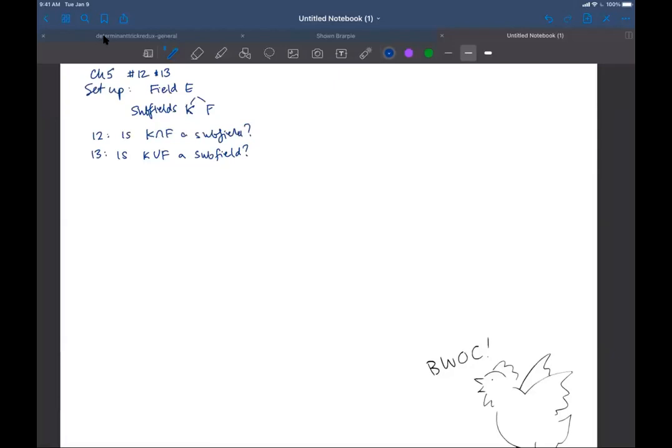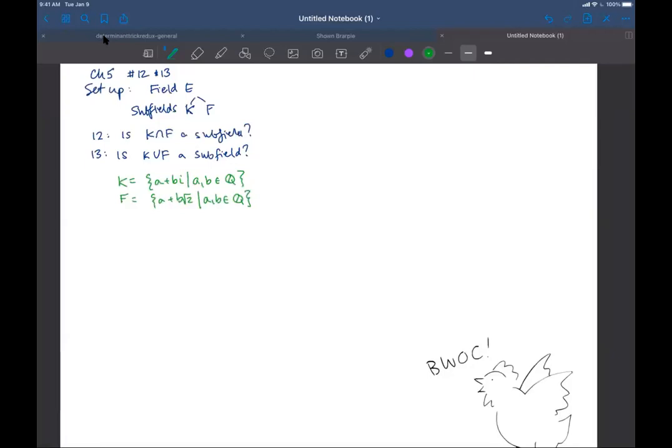So I'm going to do 13 first, talk about the union first. And I'm going to pick a couple of fields that I'm going to use here. So I'm going to pick my K to be things of the form a plus bi, where a and b are rational. So we talked about that one in class a little bit. And we're going to look at F. F is going to be a plus b square root of 2, where a and b are in Q. We talked about this one really briefly in class, and it's very similar to some that you've looked at in the earlier homeworks in this chapter.